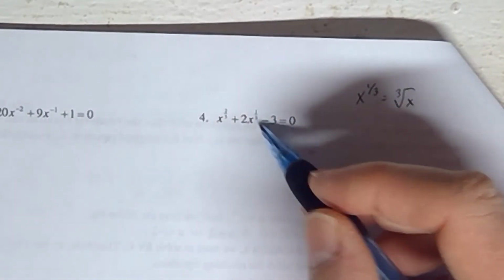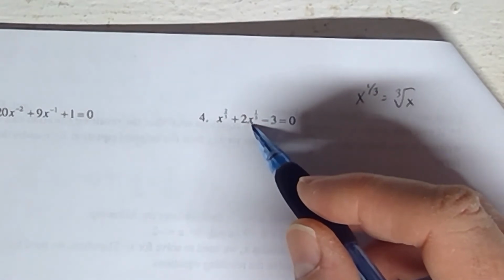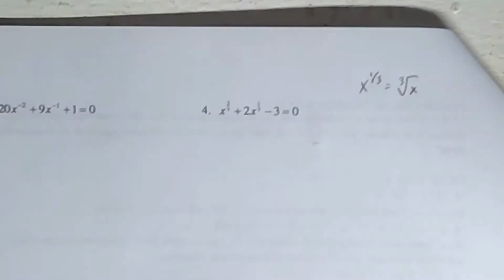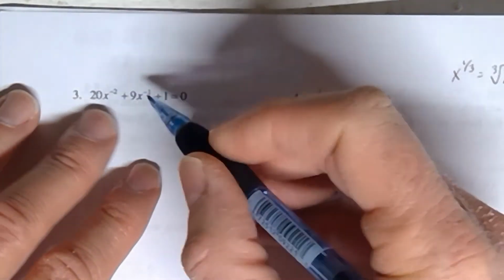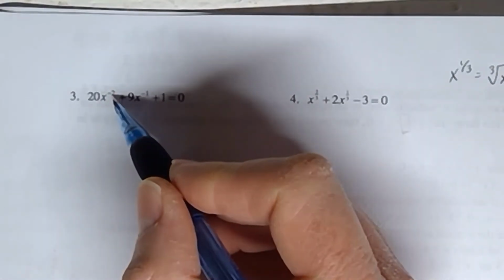So you could probably tell here that that should be your u substitution right there in the middle. I'll let you try it, though. And then over here, this one is something we've never seen before. The u is actually going to be x to the negative 1, because when you square it, it'll be equal to x to the negative 2.